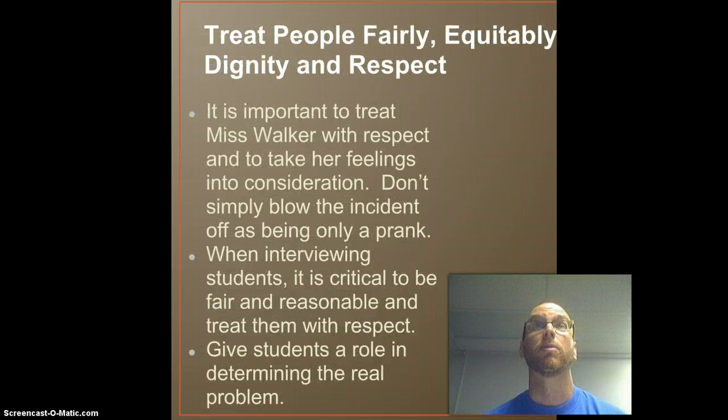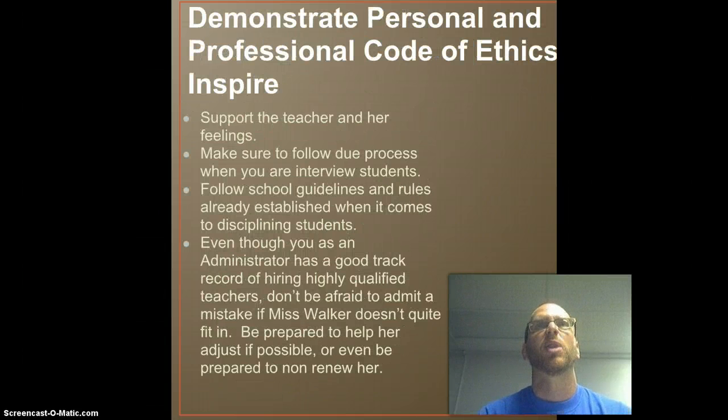We need to treat people fairly, equitably, with dignity and respect. It is important to treat Ms. Walker with respect and to take her feelings into consideration. Don't simply blow the incident off as being only a prank. When interviewing students, it is critical to be fair and reasonable and treat them with respect. Give students a role possibly in determining what the real problem is, what caused them to want to send this message to begin with. And we want to demonstrate personal and professional code of ethics that inspire.